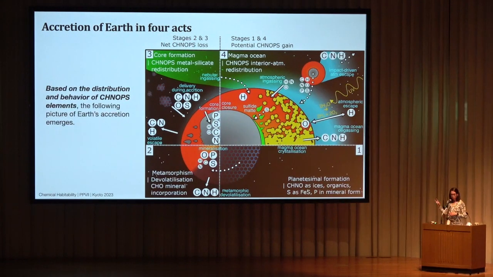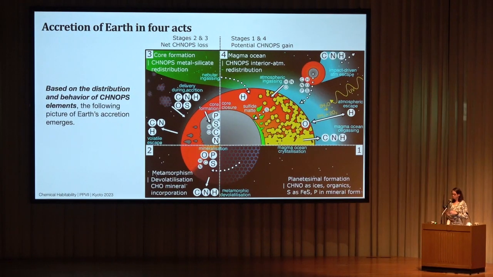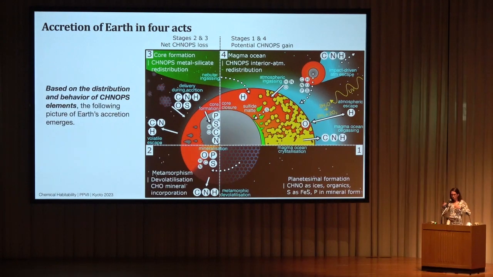So stages 2 and 3 are periods of potential significant loss of these Schnapps elements, either to space or just through the growing metallic core. In the last stage, the planet is massive enough to retain a lot of these elements, although hydrogen is still lost at this stage. Carbon and nitrogen, also as you can see from the arrows there, are being expelled from the crystallizing magma ocean into the young atmosphere, and sulfur might be substantially lost in the lower mantle and outer core, or sequestered there.